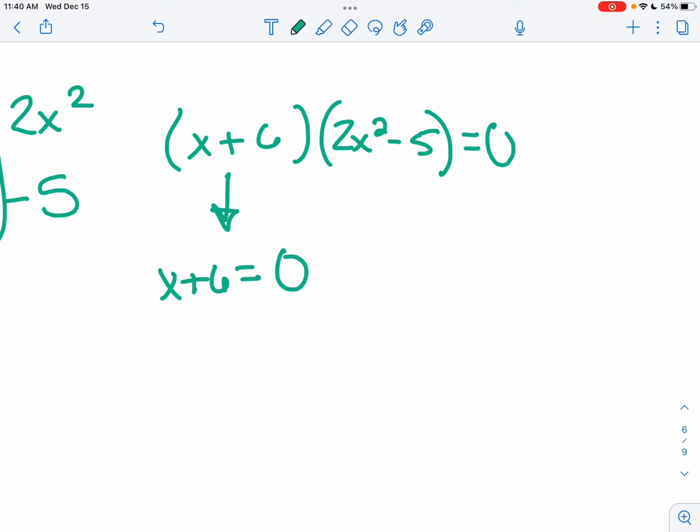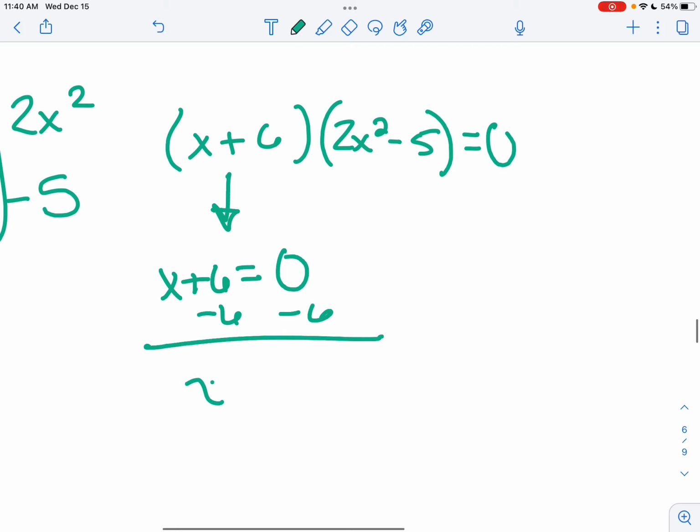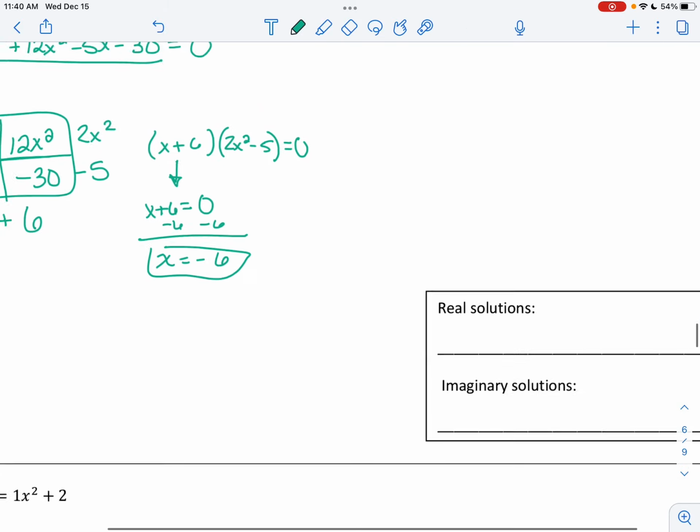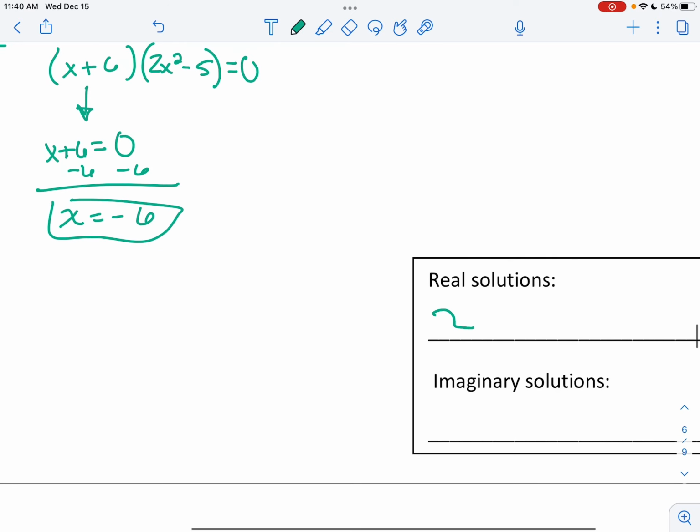All right. How do we solve this from here? We subtract the 6 from the left, on both sides. And what do we get? X equals negative 6. Is that real or imaginary? Real. That's right. So we'll write x equals negative 6 right there.